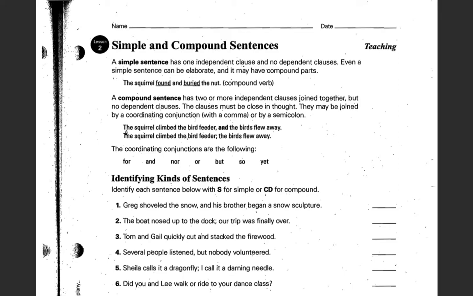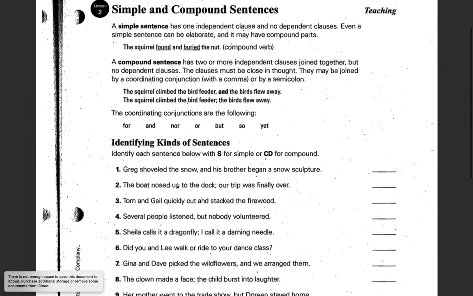I'm going to read them now. The squirrel climbed the bird feeder and the birds flew away. These two clauses, as you can see, make up a compound sentence and they are joined with a coordinating conjunction here, but we can never use a coordinating conjunction without a comma. In the second example, it's the same sentence, but instead of using a conjunction, I used a semicolon. These are the coordinating conjunctions, which I'm sure everyone knows. They're the FANBOYS: for, and, nor, or, but, so, and yet.